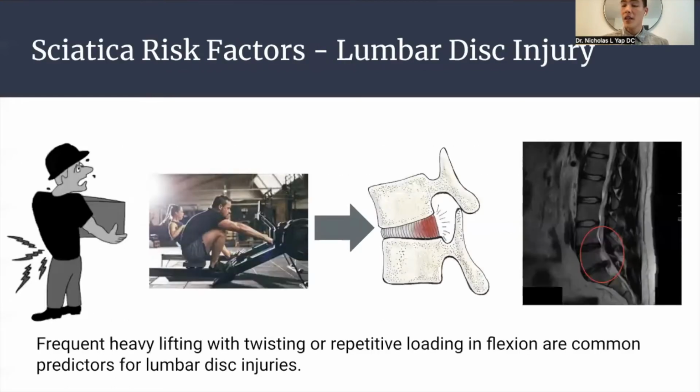Now, on this next slide, you'll see several images showing how exactly a lumbar disc injury can come about. So on the first image on the very far left, you can see this gentleman lifting what I would assume is a heavy box and twisting to one side, and then having a moment of sharp stabbing pain or potentially an audible pop, leading to, "Oh, I threw my back out," one of the most common complaints that we hear in the clinic.